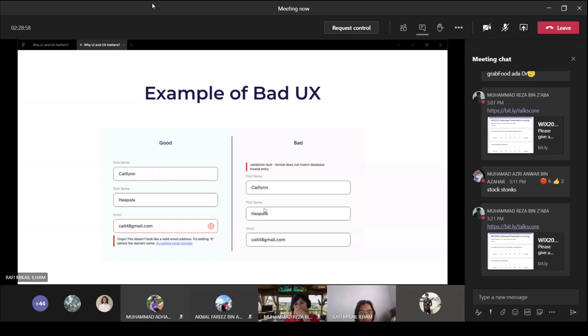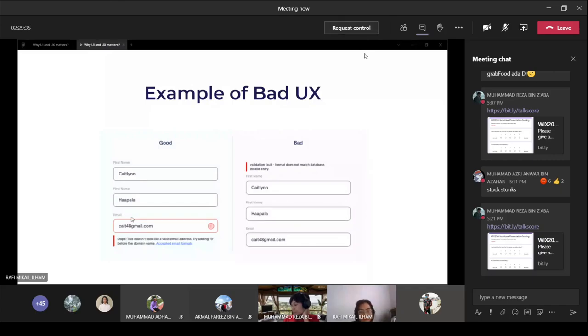When an error happens, it's important to communicate with the user. Language, tone, and design are important to provide a clear and understandable reason for an error. As we can see in this bad user experience, it didn't specify or give any detail about the error, so it will confuse the user. The good way is we have to specify, let's say, that the email has been used or the email doesn't exist.